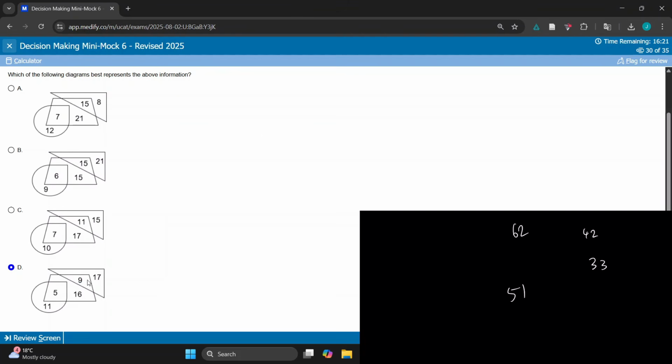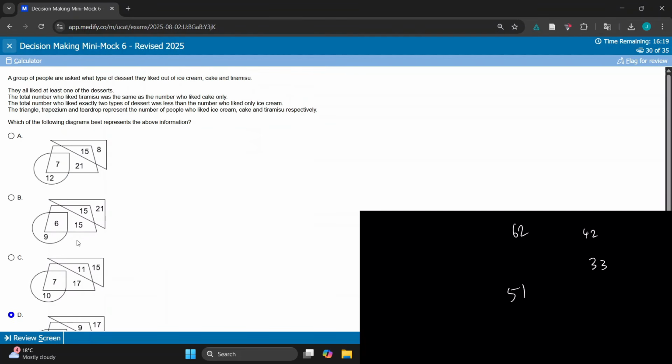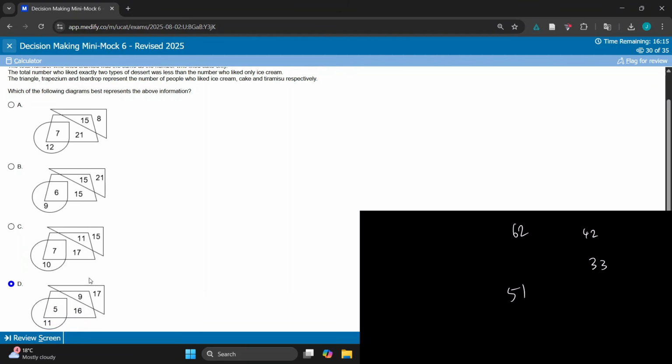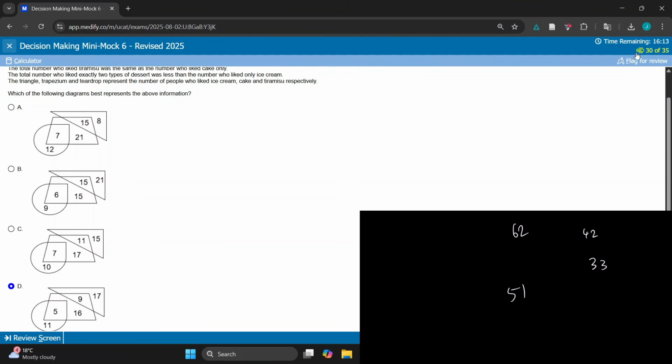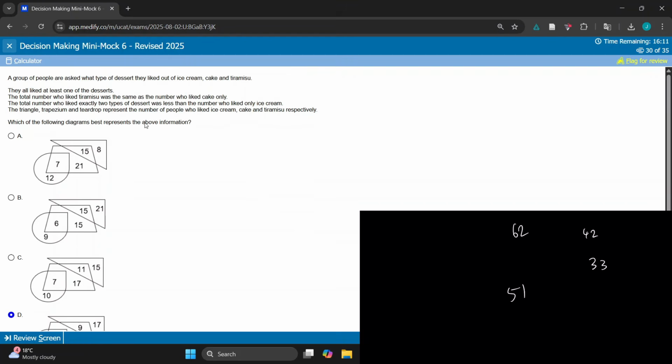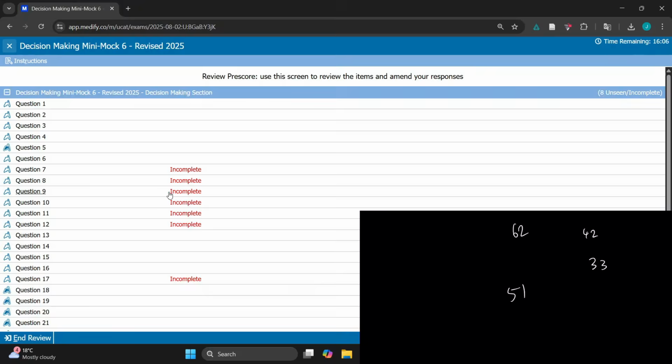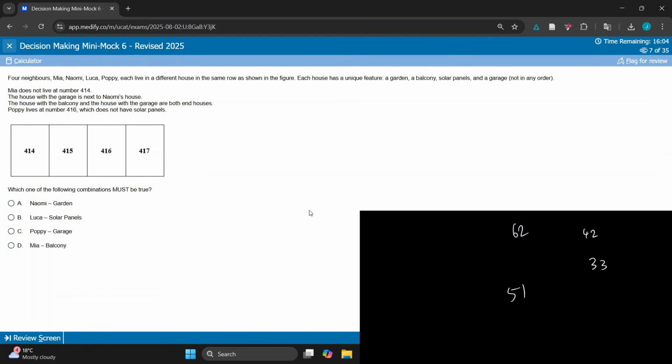Those who like two types, 16 is less than that. We ruled out A before, so it's between these two. And yeah, okay. I think that's right. Exactly two types was less than the number who liked only ice cream. Okay. Alright, let's keep going.